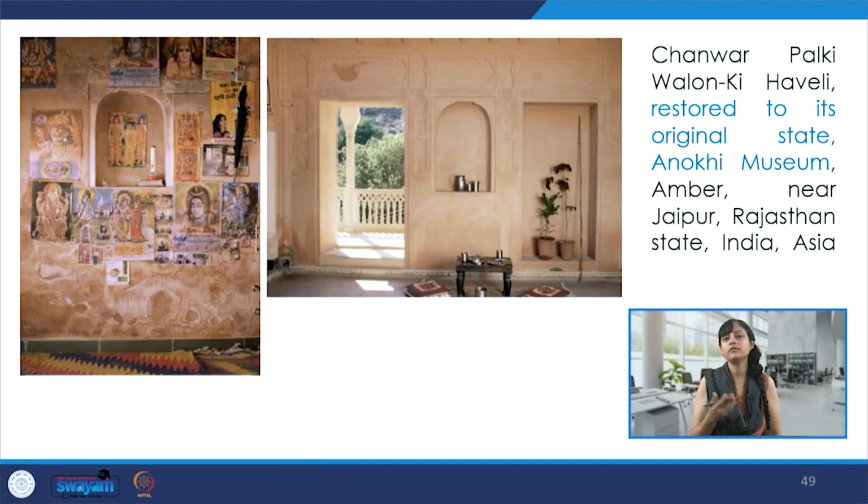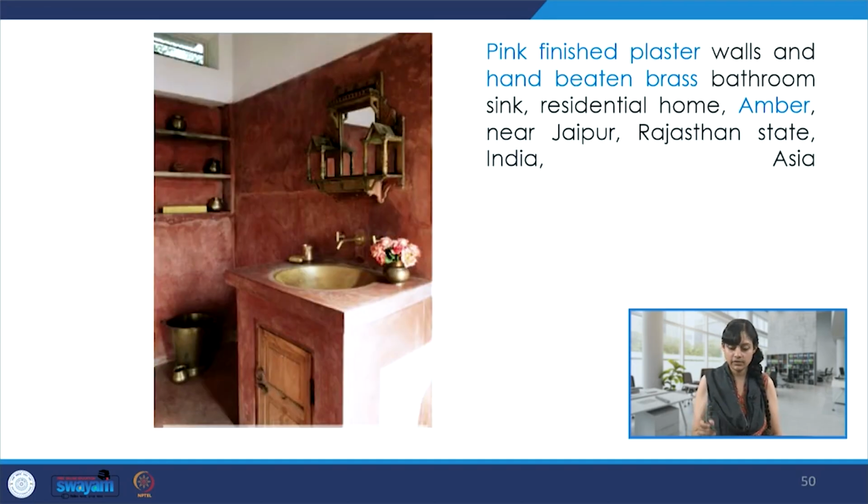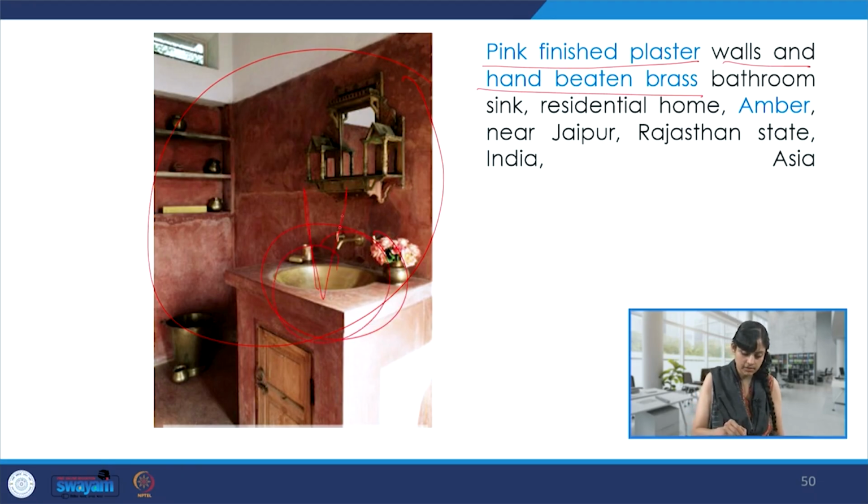This is also a Haveli which is restored to its original state, and here also we see a very interesting color palette, the kind of finishes on the walls, the vernacular furniture and the elements which are synonymous with critical regionalism and a very, very distinct style of interior architecture. This is another one where we see this pink finished plaster over here and a very, very beautiful hand beaten brass bathroom sink, which adds amazing contrast and detail to this space, and the eye catches the attention because of this kind of a detail.